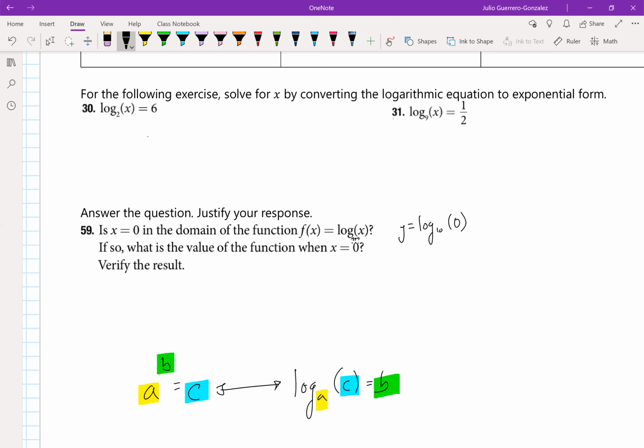And then the other one would be 9 to the half. Yep.